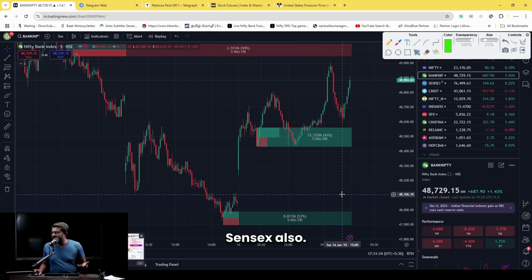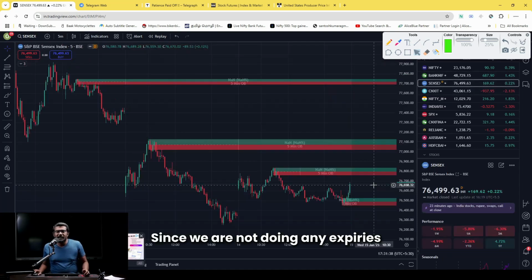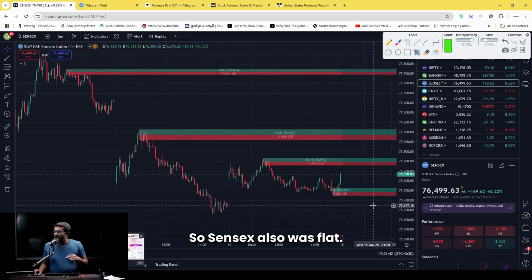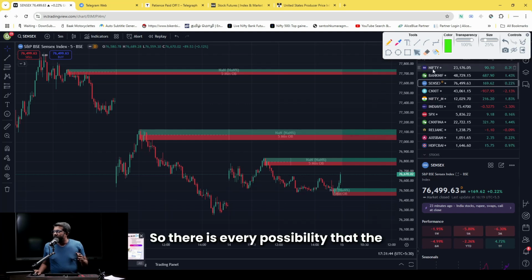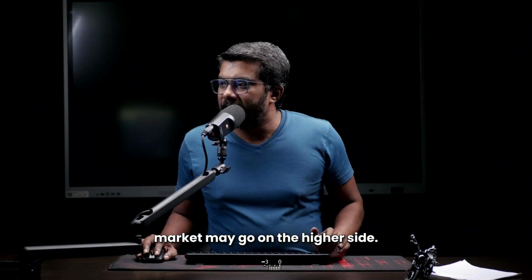Sensex expiry, Sensex also. Let me go to the Sensex chart. Since we are not doing any expiries, I am not looking into Sensex. So Sensex also was flat. So there is every possibility that the market may go on the higher side.